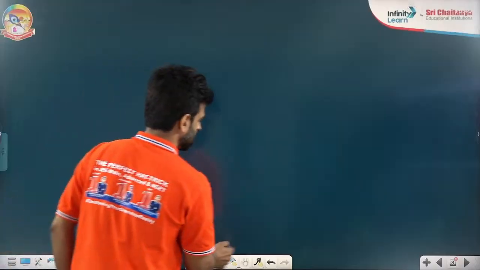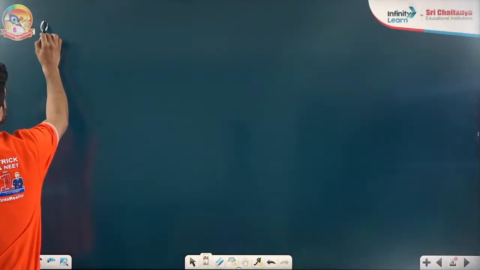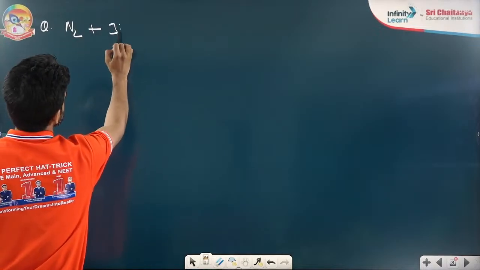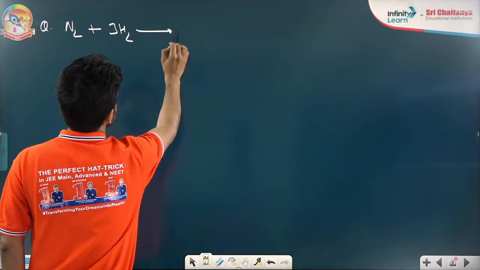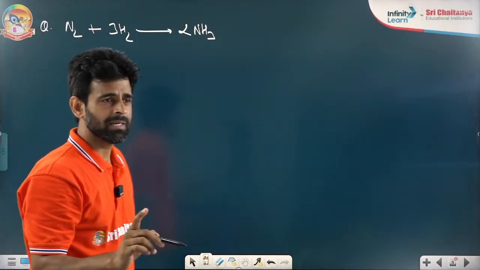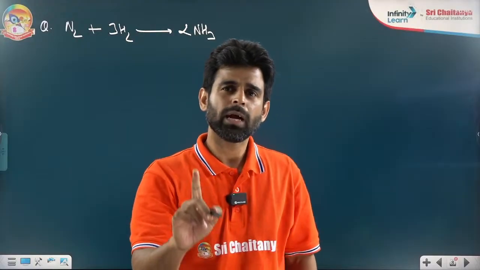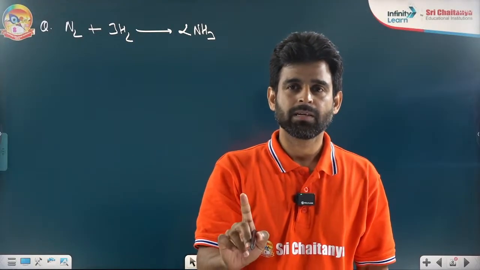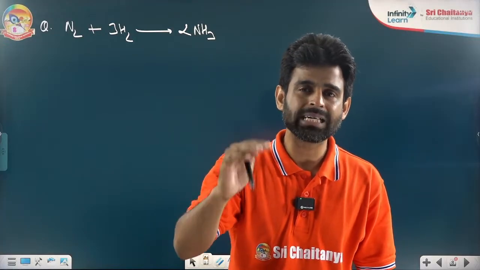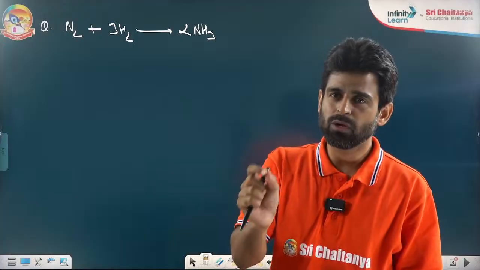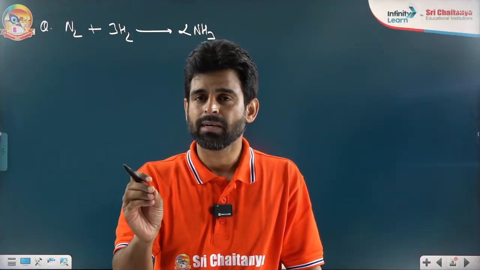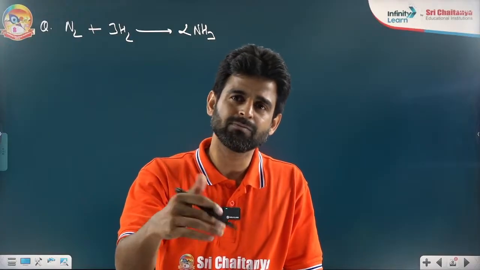Now, the next thing is the same easy question I'm taking. N2 plus 3 H2 giving 2 ammonia. Remember, the molar ratio and volume ratio are the same. So there is no need to convert volume into moles to get the limiting reactant. You can solve the volume question directly because the volume ratio of gases will be the same as the molar ratio.